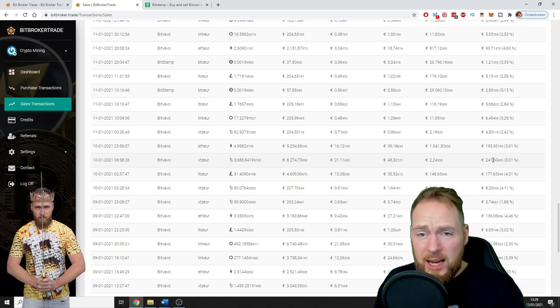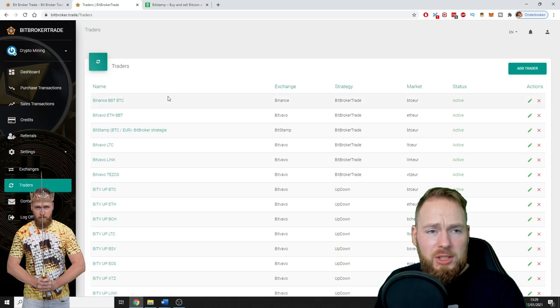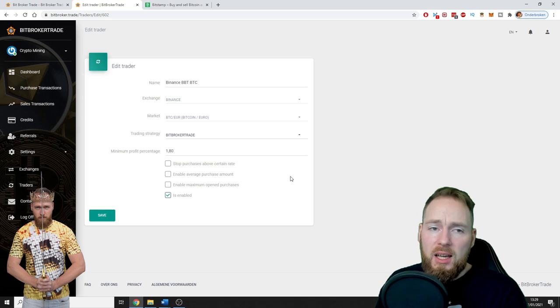This is incredible, guys. So you can adjust all the settings of the trader. I'm gonna show you. So these are my traders. For example, I'm gonna click on this one. So you can edit your traders however you want. So you have the trading strategy. Here is the minimum profit percentage, 1.8. You can enable an average purchase amount. You can stop purchases above a certain rate. You can enable maximum opened purchases and more, guys. It is this easy.